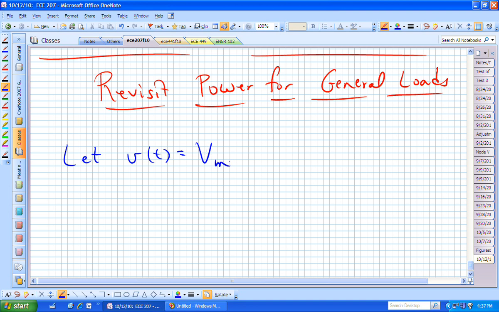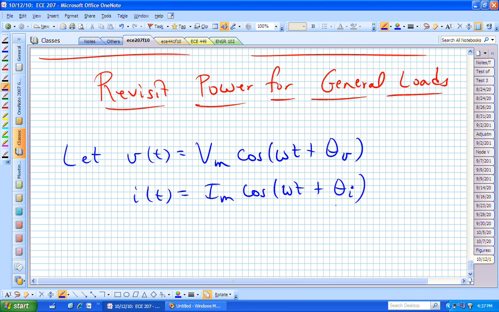Here's v of t. In general, now I'm not going to set that phase at 0. I'm going to give it an arbitrary phase and call it theta sub v. Suppose that i of t is now I sub m cosine omega t plus theta sub i.